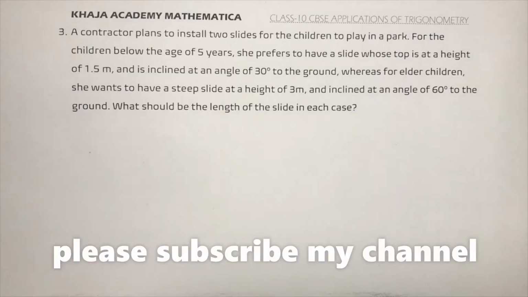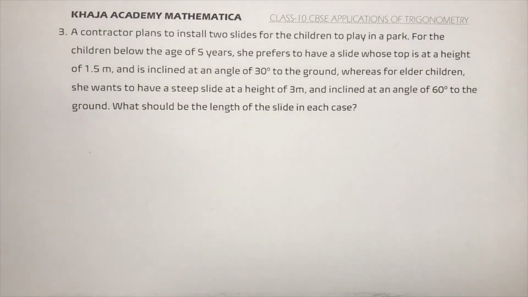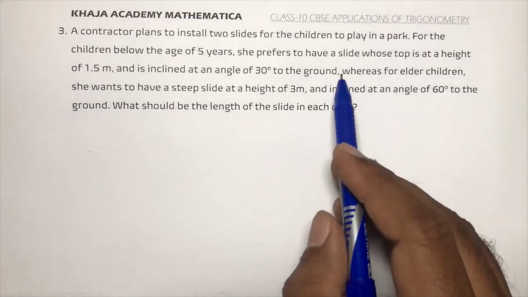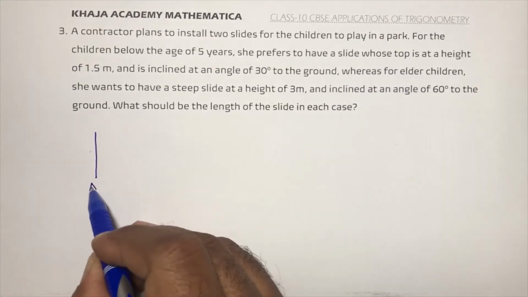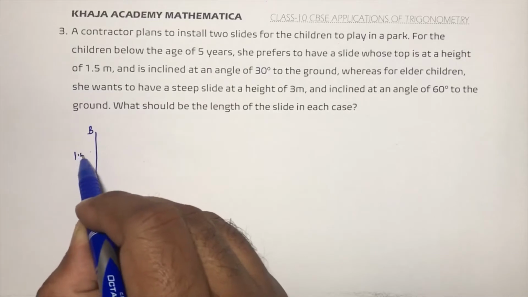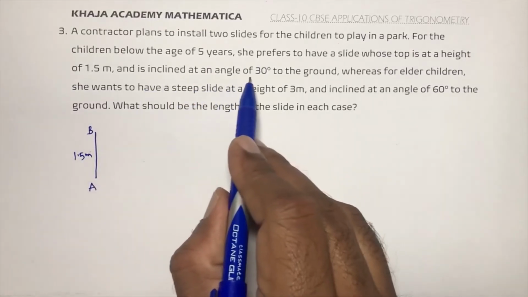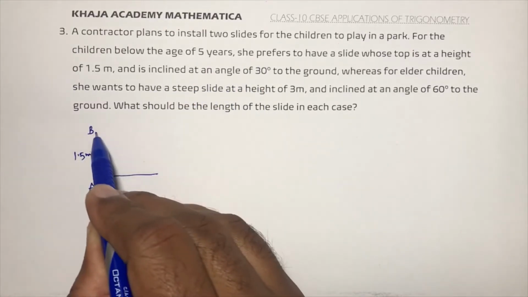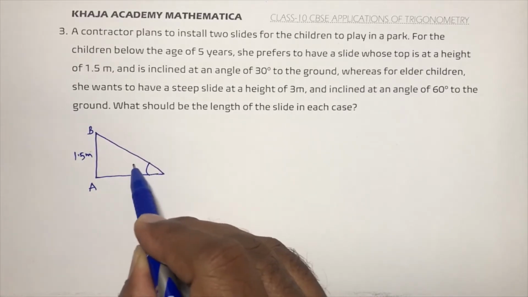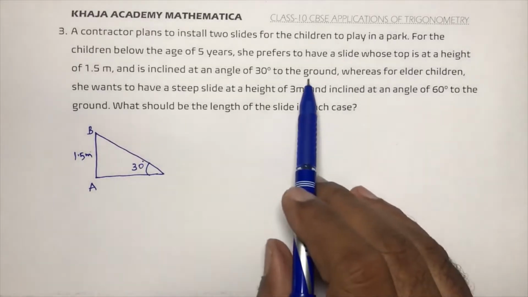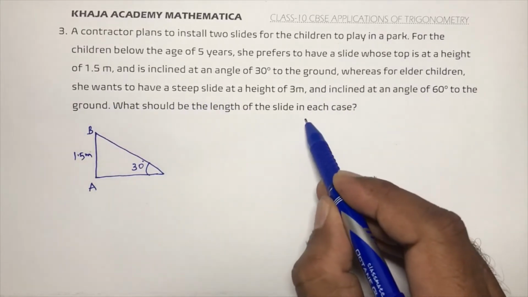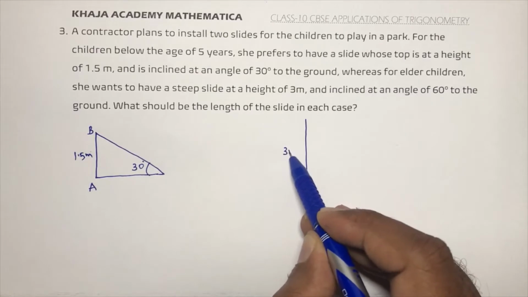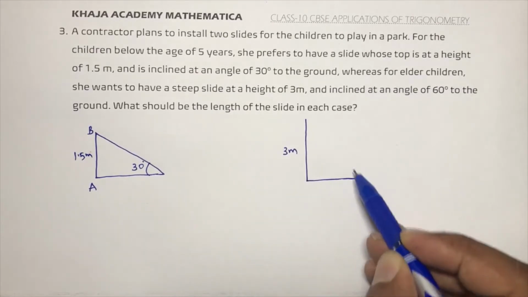A contractor plans to install 2 slides for the children to play in a park. For the children below the age 5 years, she prefers to have a slide whose top is at a height of 1.5 meters, and is inclined at an angle of 30 degrees with the ground. Whereas for elder children, she wants to have a steep slide at a height of 3 meters, and inclined at an angle of 60 degrees.